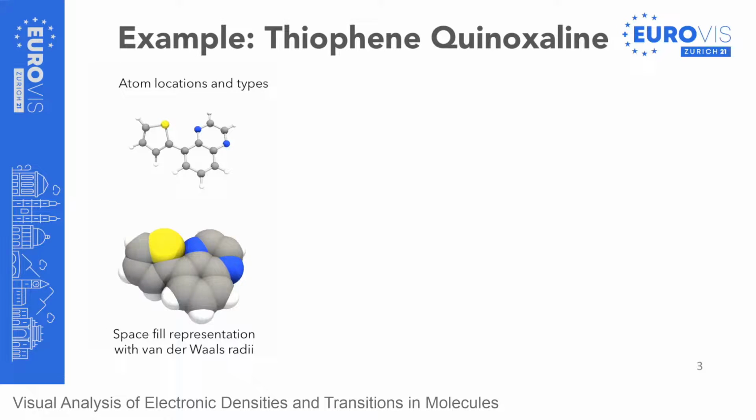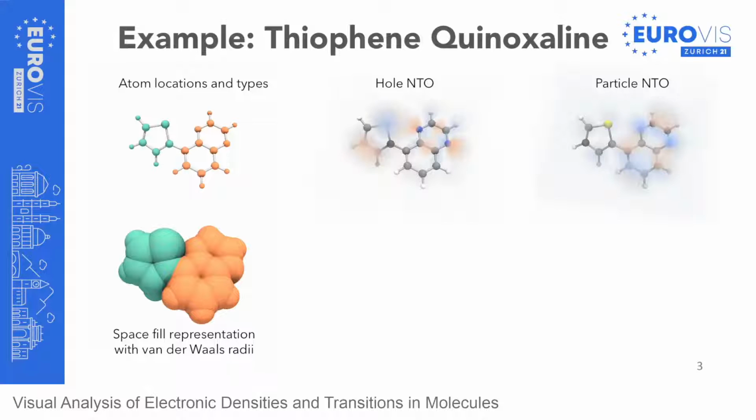Chemists study electronic transitions using natural transition orbitals. I demonstrate this using one example here. The example is of the thiophene quinoxaline molecule. The molecule has two subgroups as shown in this figure. The green subgroup is thiophene and the orange subgroup is quinoxaline. The hole and particle natural transition orbitals are shown on the right. The problem now is to study what charge transfer happens between thiophene and quinoxaline between the hole and particle orbitals.